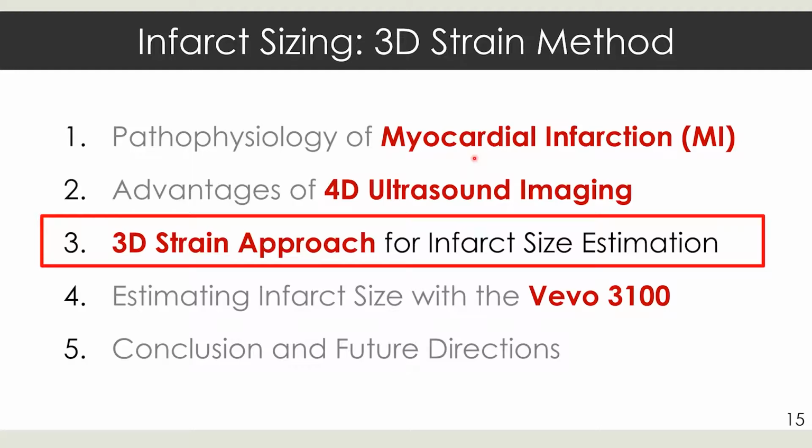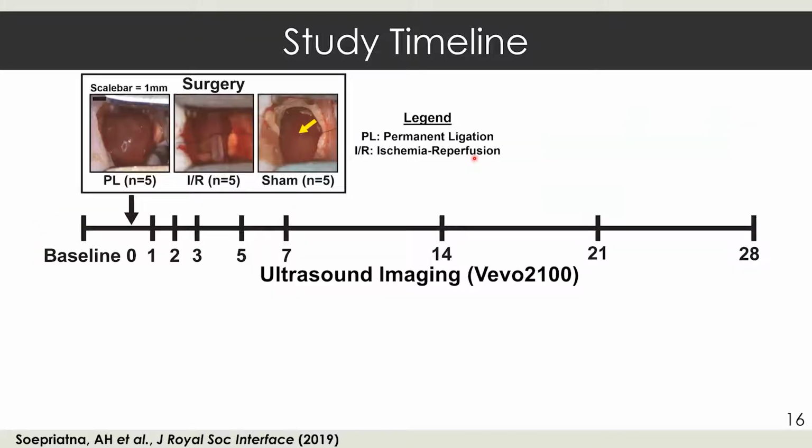And now I wanted to talk about how we used those 4D data and integrated our own 3D strain approach to estimate infarct size. And this is work that was recently published in the fall of 2019, in December actually, where we used 15 mice in 3 equal-sized groups of 5 mice each.